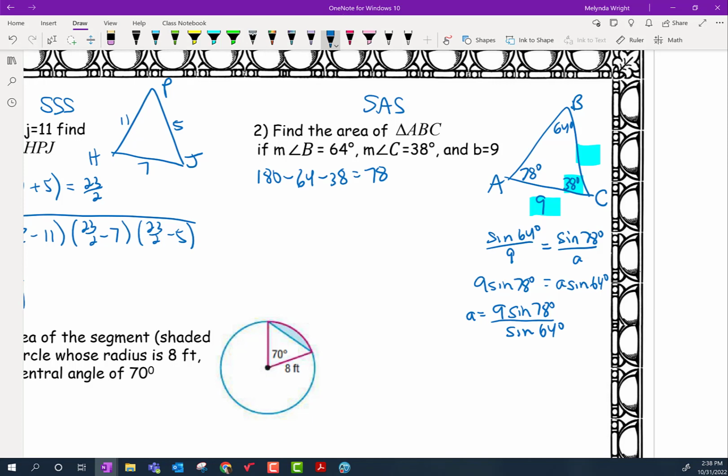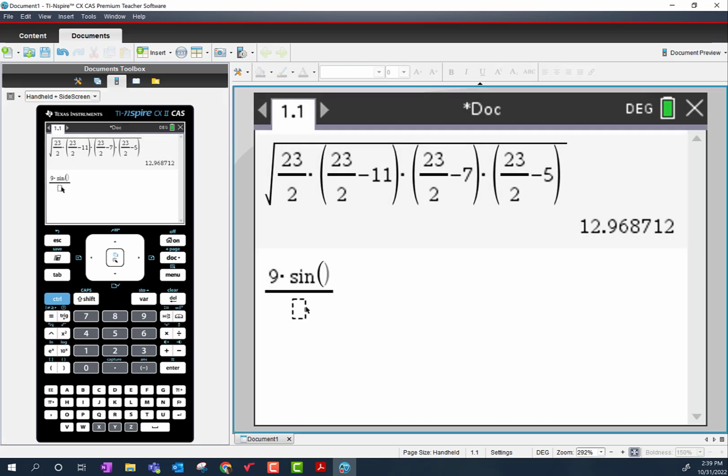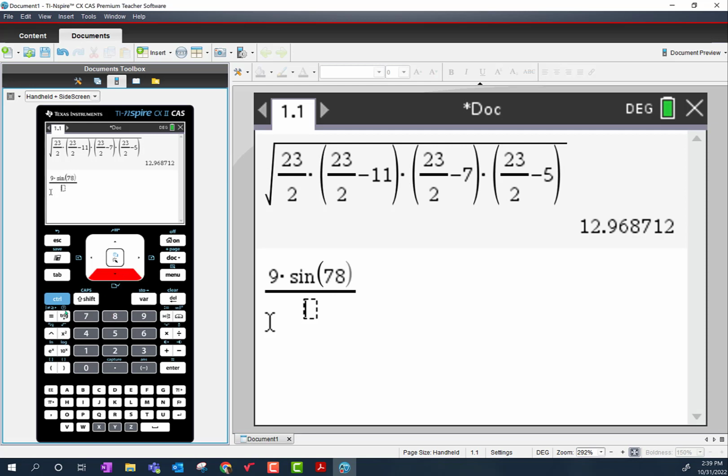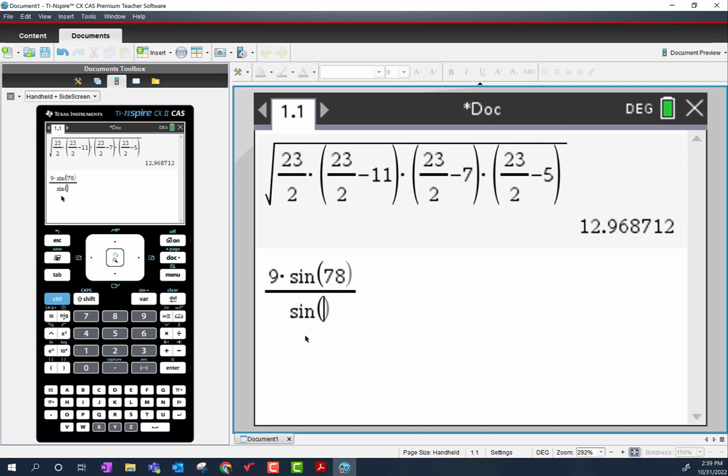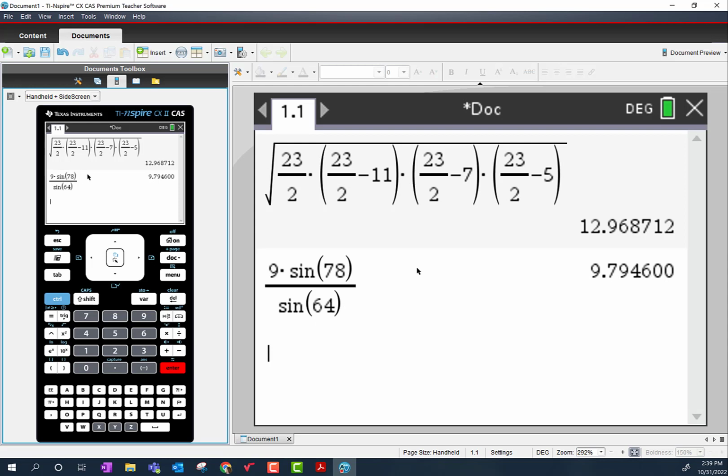Now I'm going to go ahead and put that in my calculator. So let's go back to our calculator. So I'm going to do a fraction, control divide. So 9 times, now I'm in degree mode, and that's what I need to be in when I'm putting in degrees for trig functions. So just be sure you're in degree mode. All right, sine of 78 degrees over sine of 64 degrees. Okay, so this gives me my side measure, 9.794.